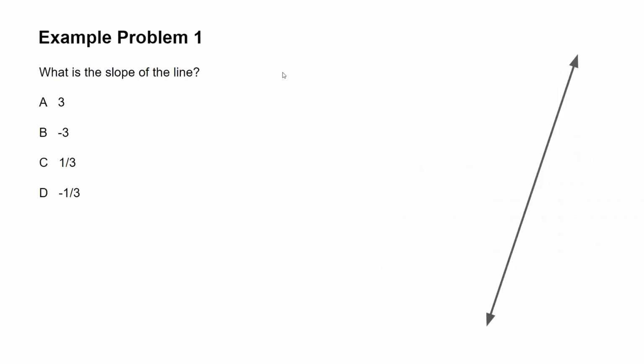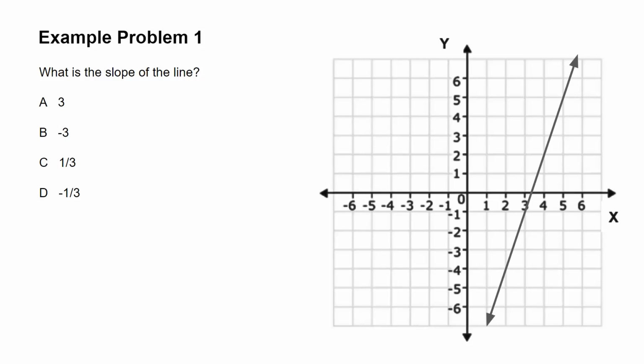Let's do a couple of examples. What is the slope of this line? Now, in this case, we have to start out by identifying a couple of points that are at intersections. So I am going to pick this point right here. Notice how the line goes through the intersection of 4, 2. So that looks pretty good. And then I look for the next one. It looks like it goes right through that intersection.